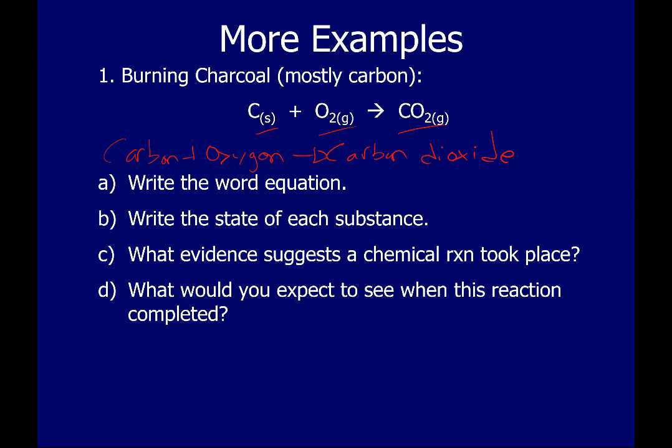What evidence do we have that a chemical reaction took place? Well, if you're burning anything, and also in the chemical equation, the arrow. What would you expect to see when this reaction is completed? Expect to see nothing. When it's complete, everything's turned into carbon dioxide, and carbon dioxide is a clear colorless gas.